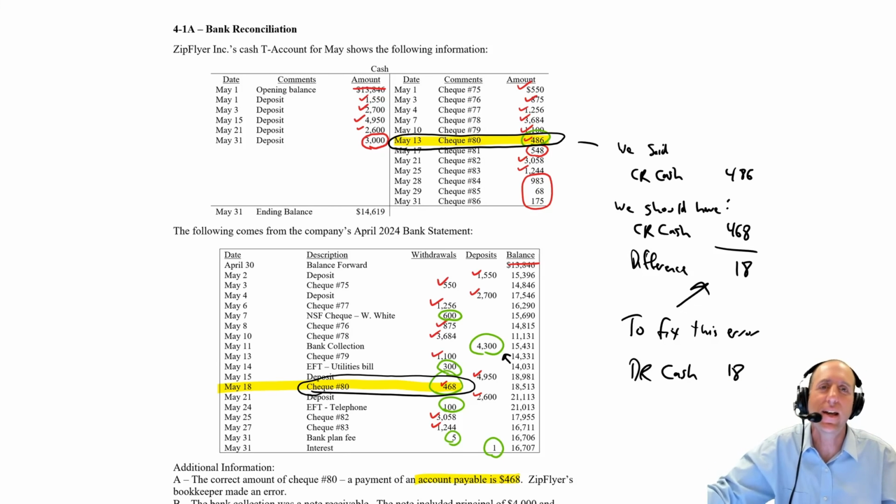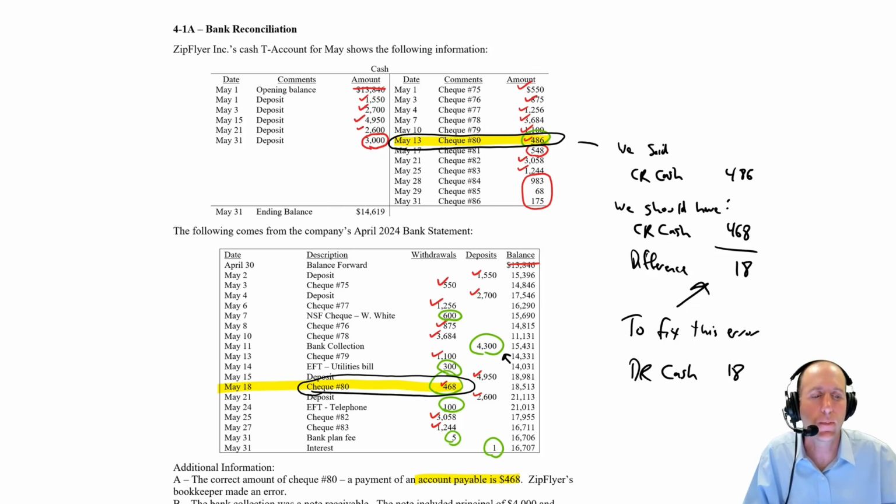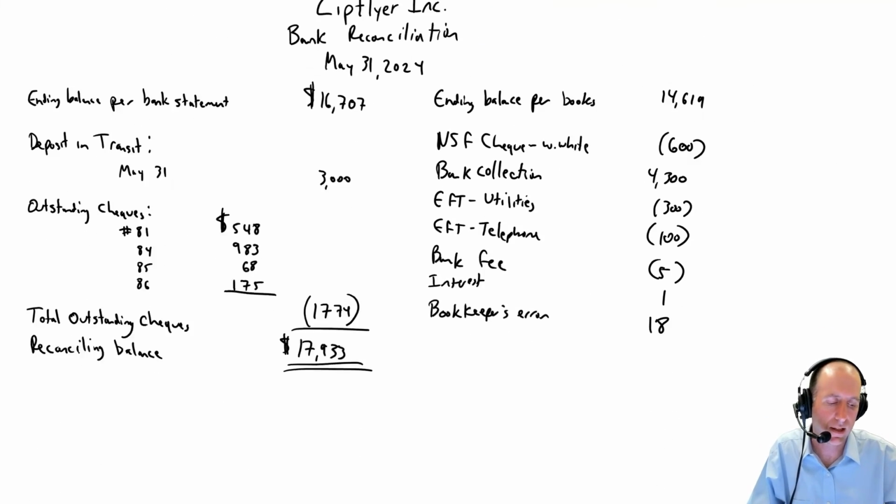If I didn't take enough money out of cash, you can make an error in the other direction. It's the exact opposite, right? If I didn't take enough money away, well, guess what? To fix it, I got to credit cash. I got to take more money away. But in this case, I took too much money out of the cash account. I got to put that $18 back into the cash account. How do I put money into a cash account? I debit cash.